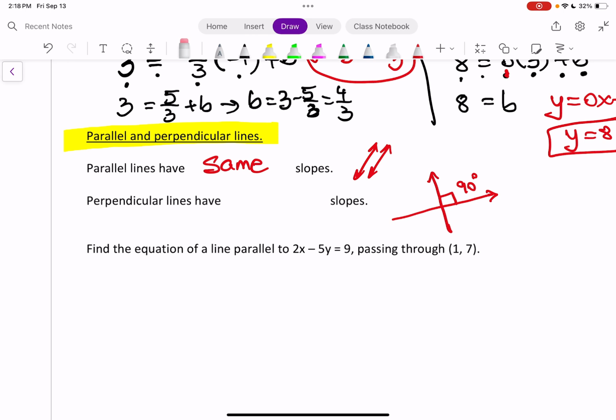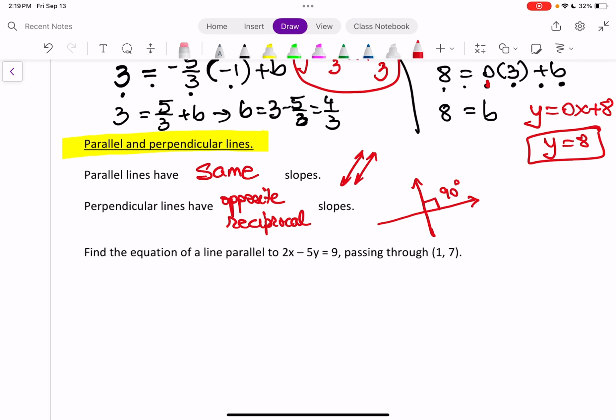What happens to their slopes, though, is that they have, I'm going to say, opposite and reciprocal slopes. So in other words, if one line has a slope of 2/3, the other line has to have the opposite reciprocal slope. So that's what opposite reciprocal numbers look like.